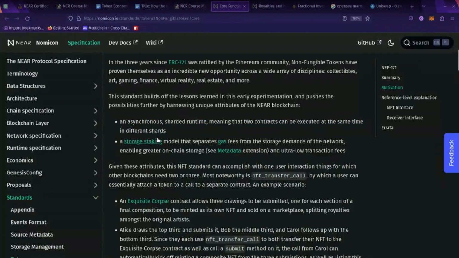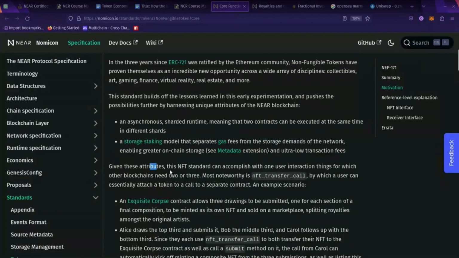Also, Near has storage staking. If you interact on Near often, you might see a storage fee on a lot of your transactions, and you also see a gas fee. Because of this additional storage fee or storage staking, the standard for Near had to be a little bit different, because on Ethereum, you don't really have storage staking in the same way. You only have gas fees for the user.